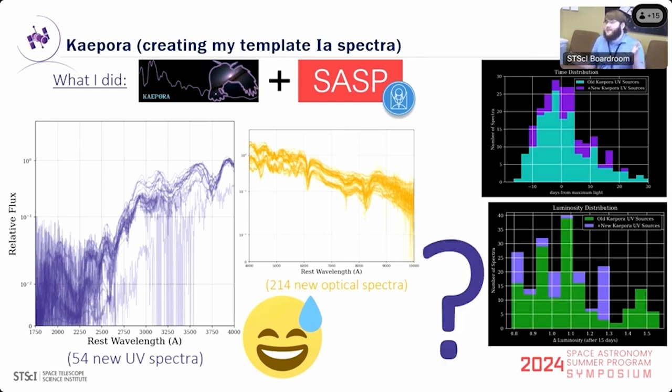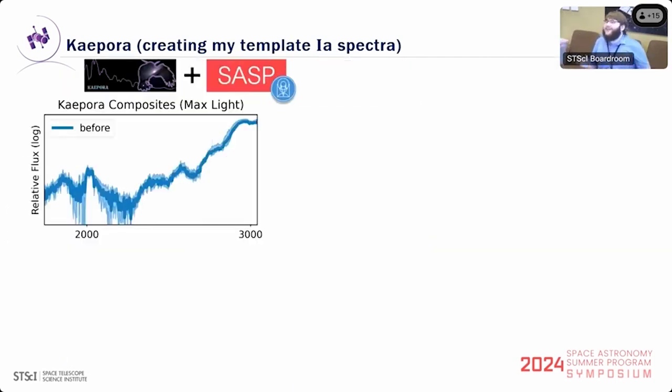So the big question is, did it work? Did it actually make the spectra better in the UV? Can we actually start using these templates? Let's find out. So this was before. This is a type 1a supernova at maximum light, so the worst case for our detector.